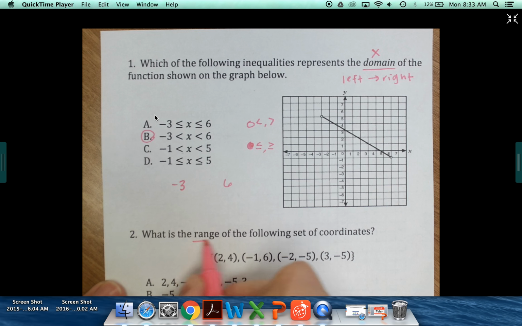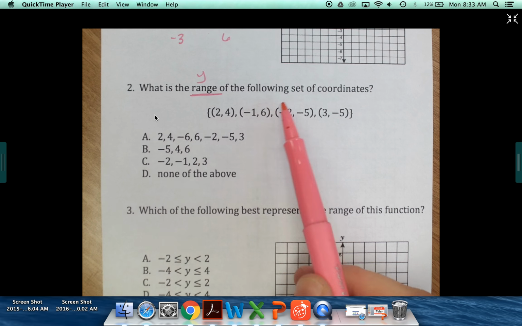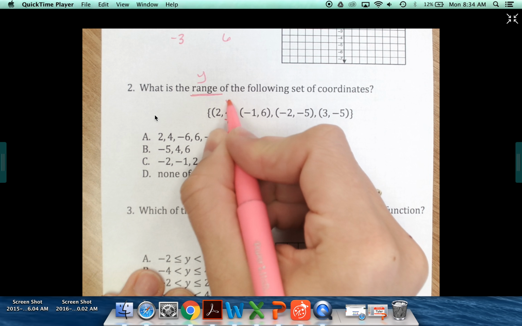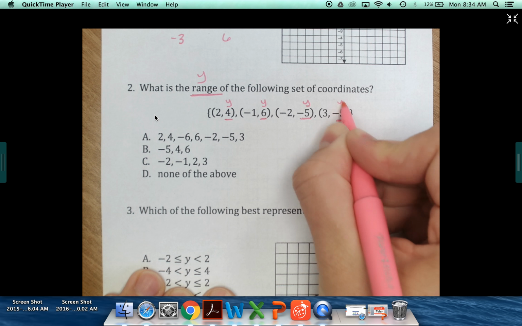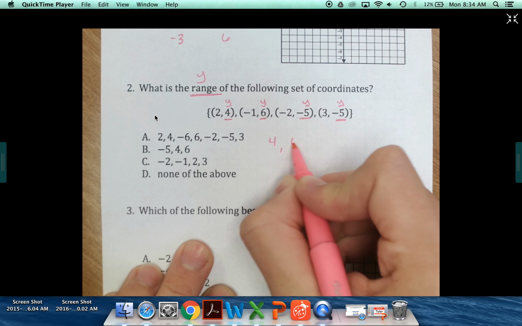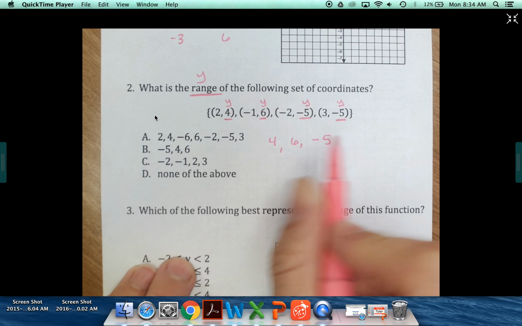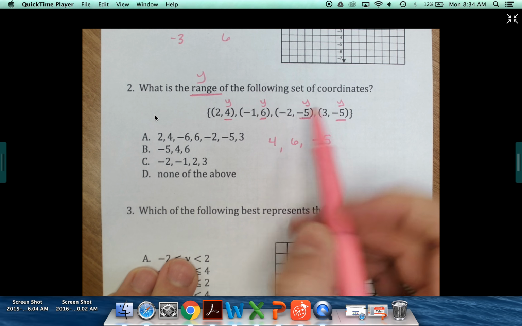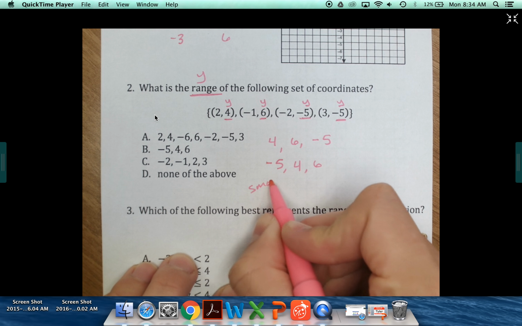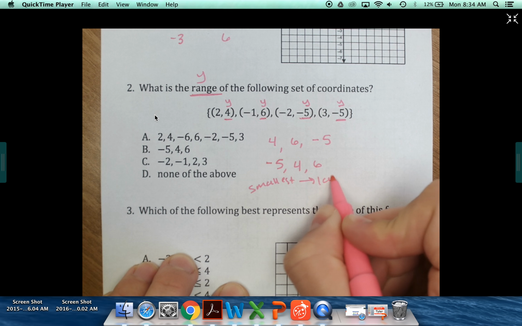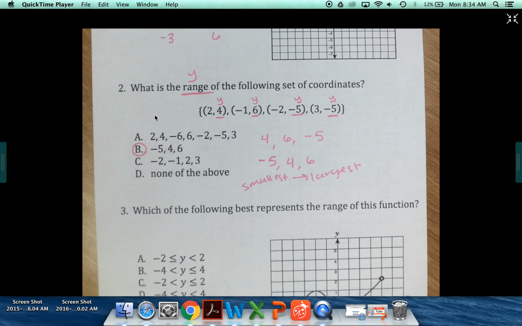Number 2, what is the range? Domain is x. We know range is y. What's the range of the following set of coordinates? Here's a y, here's a y, here's a y, here's a y. So we've got a 4, a 6, -5, we only write it once. We're looking for an answer choice with a 4, a 6, and a -5 from least, remember, smallest to largest. So the answer for this one was also B.